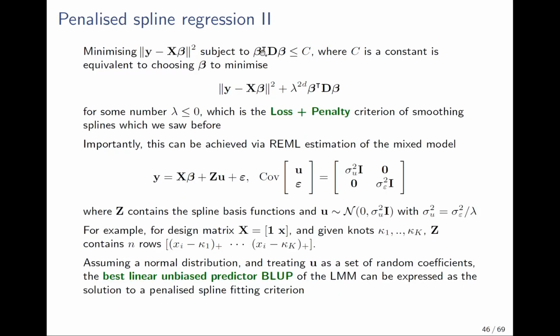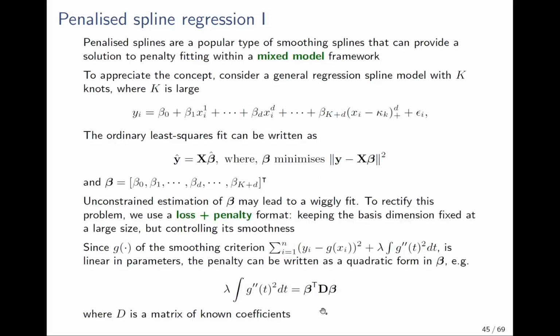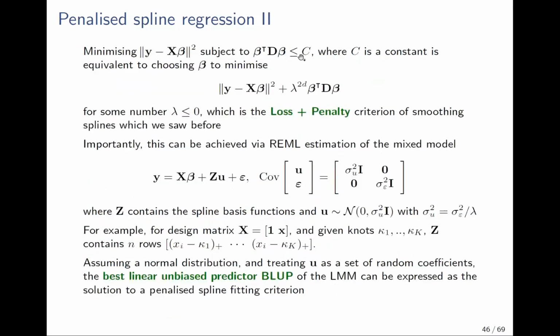Minimizing that expression, subject to this condition here, that this reaches some particular value, is equivalent to choosing beta to minimize that expression there. Sorry, that D shouldn't be there. For some number lambda, which is the loss penalty criterion of the smoothing splines that we saw before. So in other words, we can derive lambda by solving this minimization problem.